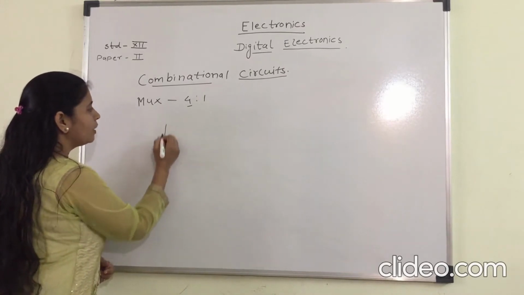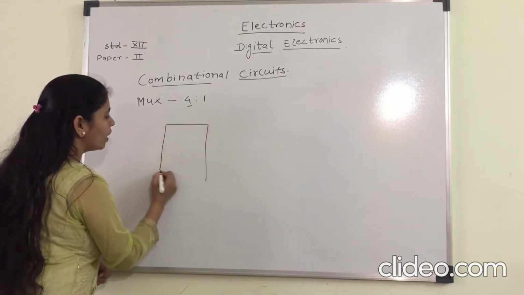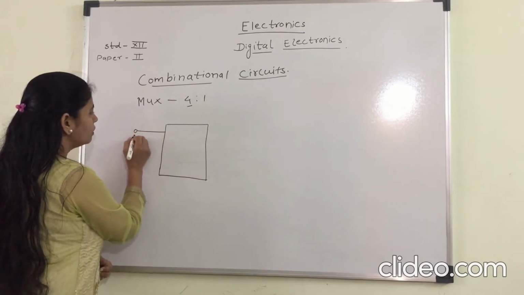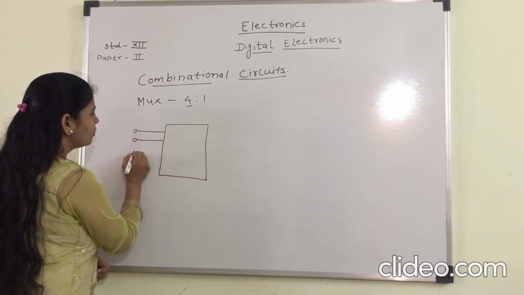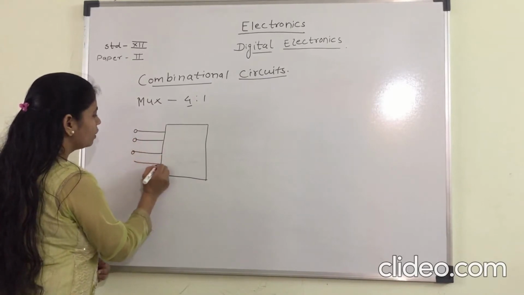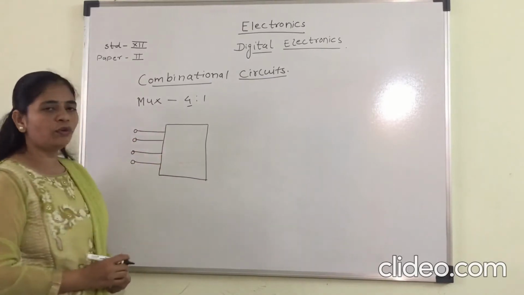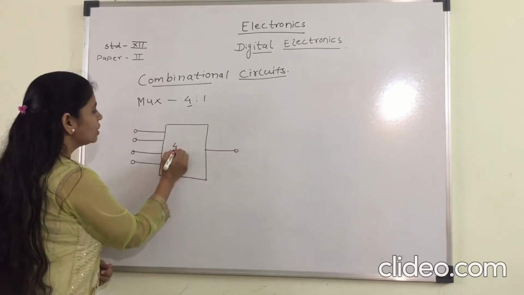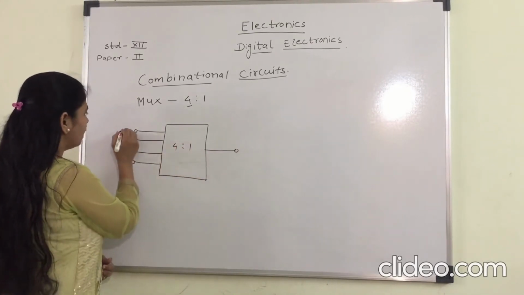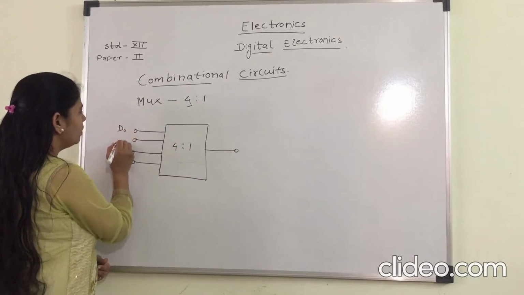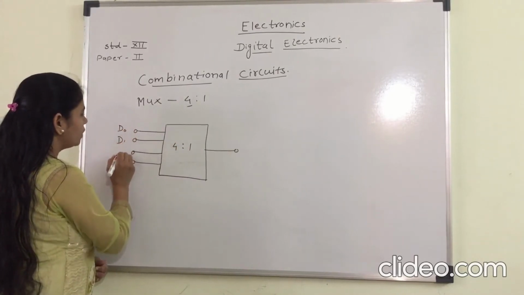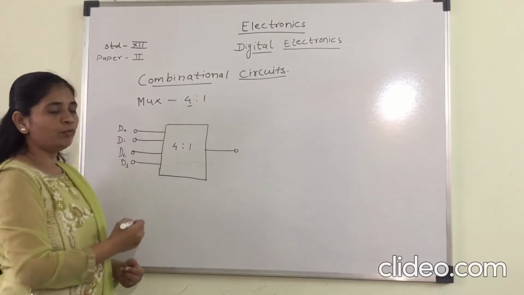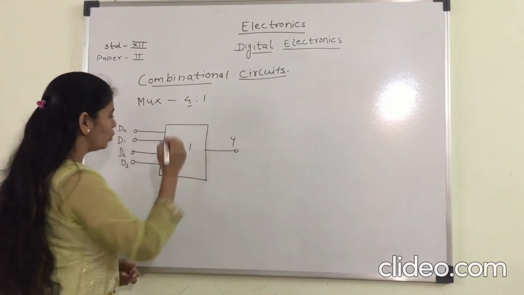Let's see the block diagram of 4 to 1 multiplexer. It has 4 inputs, 1, 2, 3, 4. These are the 4 inputs and only 1 output. So this is 4 to 1 multiplexer. We can label the inputs as D0, D1, D2 and D3. These are the inputs and only 1 output.